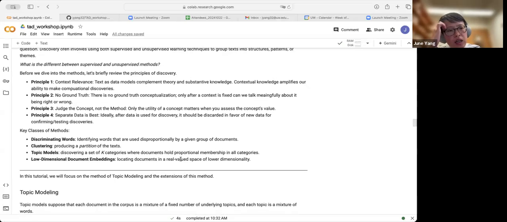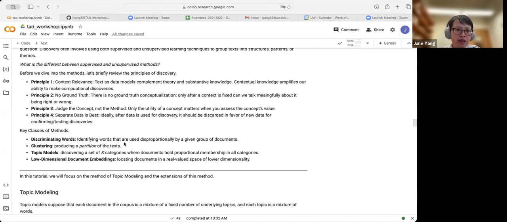Broadly speaking, there are 4 classes of methods we could use to perform knowledge discovery using text data. The first broad section is about discriminating words. We try to identify words that are used disproportionately by a given group of documents. For example, we might want to see what are the different words that are disproportionately used by two political parties, and then perform analysis over the meaning behind them.